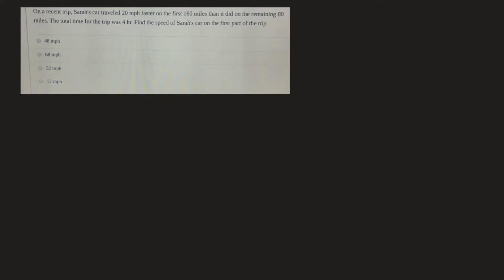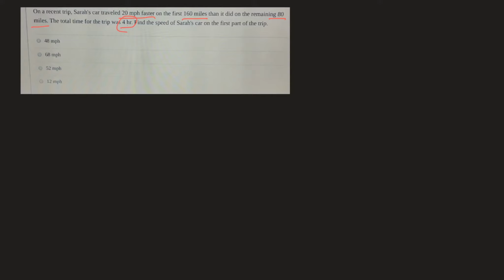Well, here's a good question. I think it's a linear kind of question. On a recent trip, Sarah's car traveled 20 kilometers an hour faster on the first 160 than it did on the remaining 80 miles. The total time for the trip was 4 hours. So what was the speed of Sarah's car on the first part?